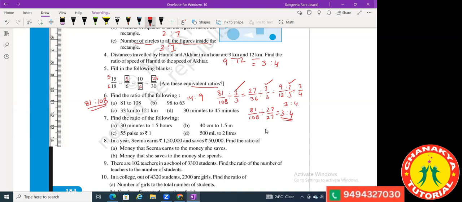Now, I also got the answer. 33 kilometers to 121 kilometers. Now here both the units are the same. So whenever units are given, you have to be careful about units. So what is this? 33 can be divided by 11? Yes, ma'am.